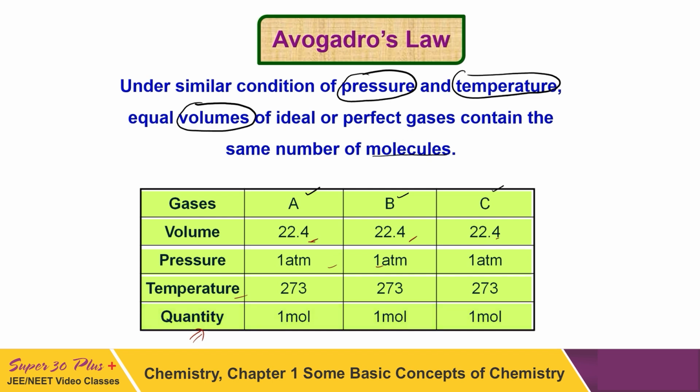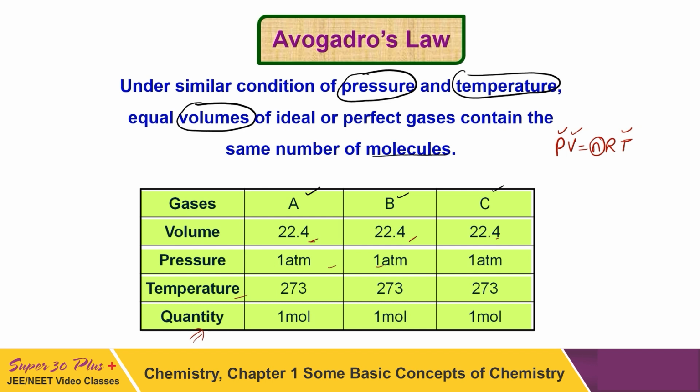You can also derive this law with the help of the ideal gas equation PV is equal to nRT, which you will see in another chapter, on gaseous concepts. PV is equal to nRT. When P is constant and V is constant and T is constant, R is also constant, so the number of moles will remain the same. So this is Avogadro's law.